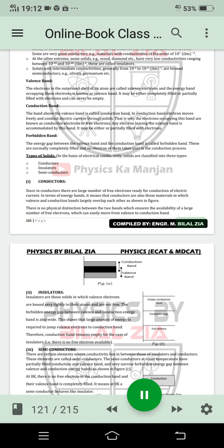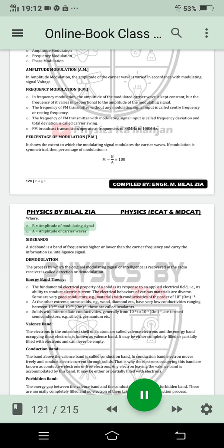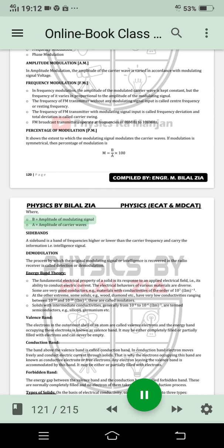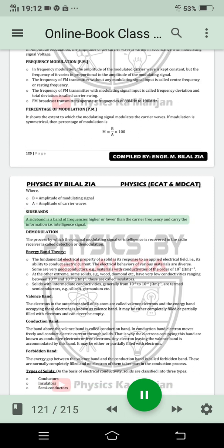Where OB equals amplitude of modulating signal, OA equals amplitude of carrier waves. Sidebands. A sideband is a band of frequencies higher or lower than the carrier frequency and carries the information, i.e. intelligence signal.